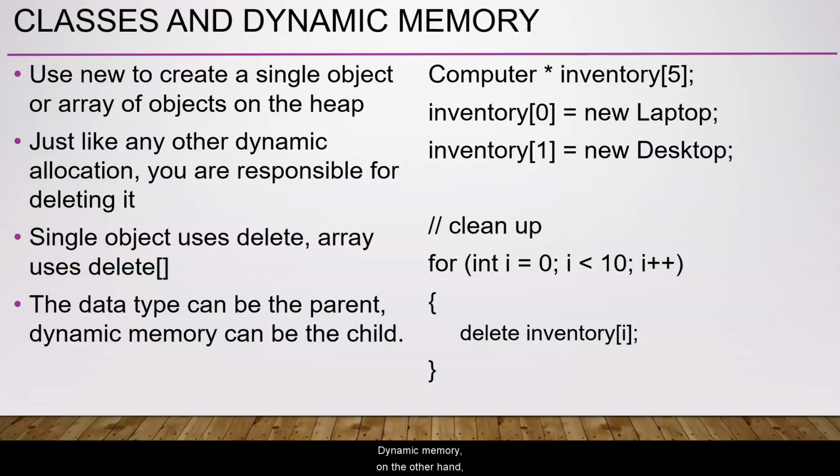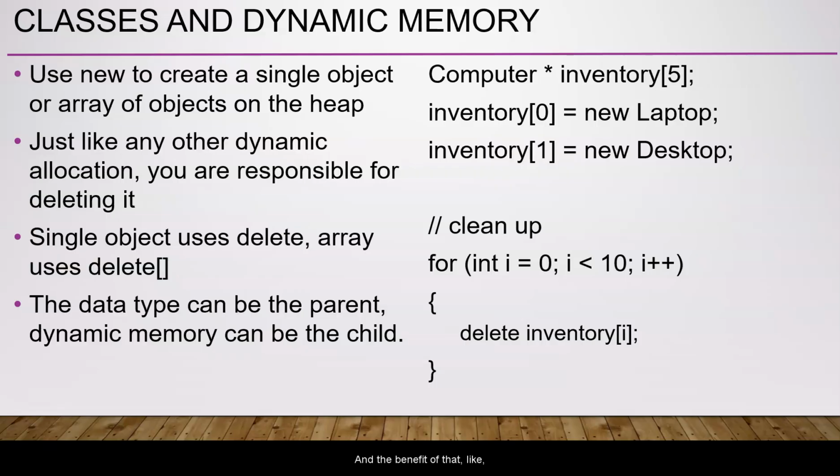Dynamic memory, on the other hand, is where we don't know how much memory we're going to need for it. So we use the new operator to create it at runtime. And so that allows us to change how much memory, so how many elements in an array that we're going to need or whatever it is. So we do that at runtime.